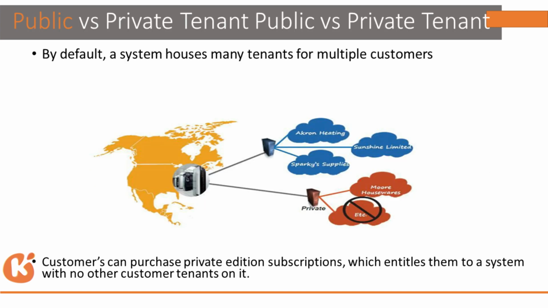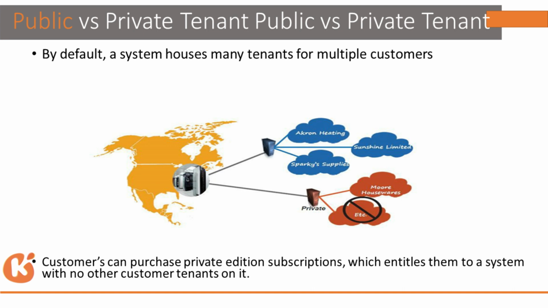Going to the next slide, this is what I was talking about. In a public cloud, this is called a system, and multiple tenants, like Sunshine Heating, Sunshine Limited, Sparky Supplies, Akron Heating, these are all URLs or different C4C servers. All these servers are in one system for different companies, which is called a public cloud. Licenses are all subscription based, and this is called a data center where all the data gets saved. Clear?